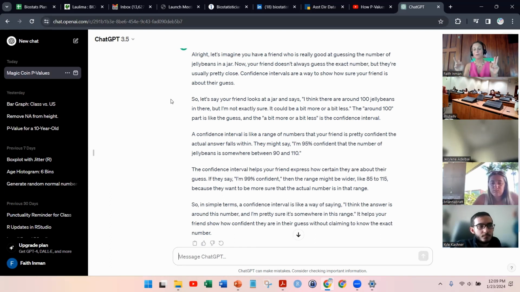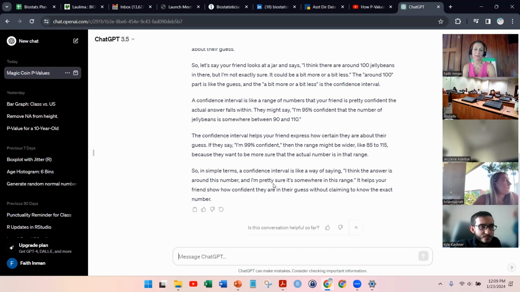The around 100 part is like the guess, and the a bit more or a bit less is the confidence interval. It's the plus or minus, right? A confidence interval is like a range of numbers that your friend is pretty confident the actual number lies within. They might say, I'm 95% confident that the number of jelly beans is somewhere between 90 and 110. The confidence interval helps your friend express how certain they are about their guess.